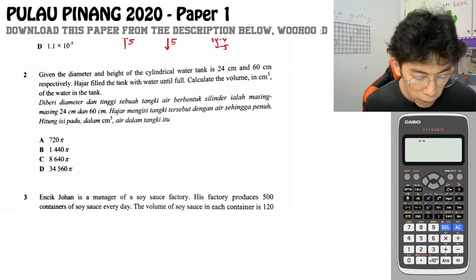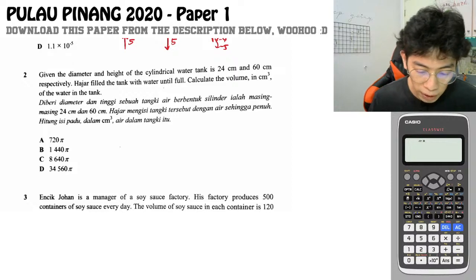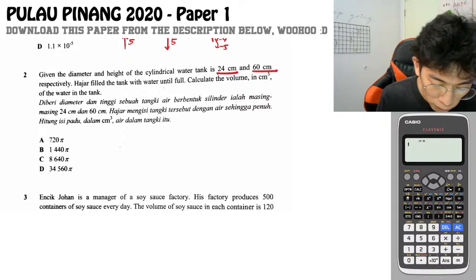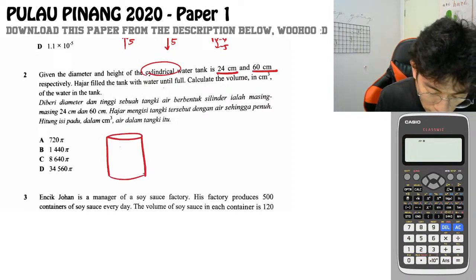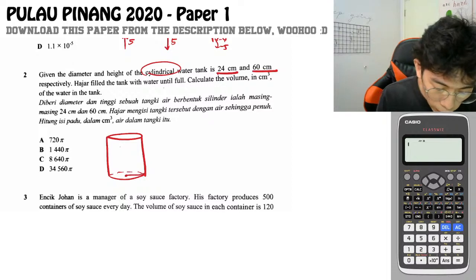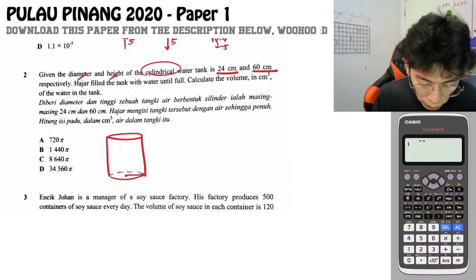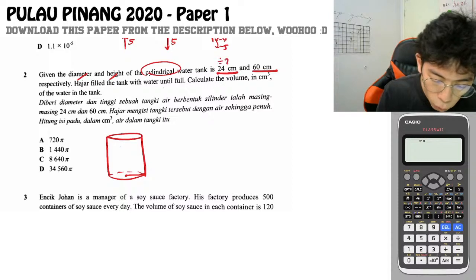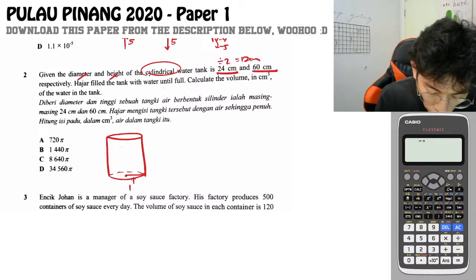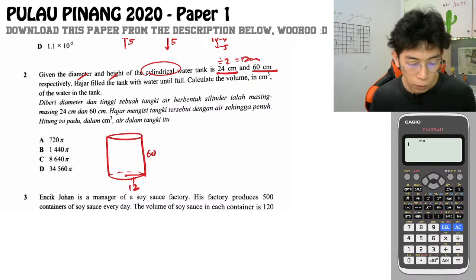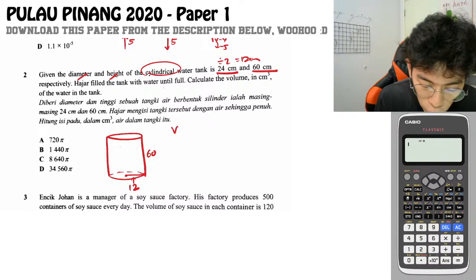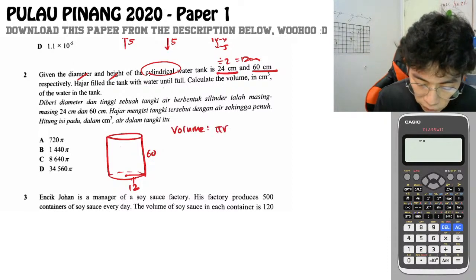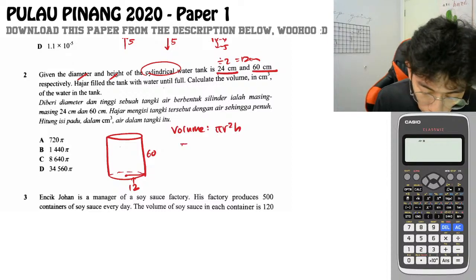Now number 2. Given the diameter and height of the cylindrical water tank are 24 and 60 cm respectively. So this is the cylinder. They mentioned diameter, but I don't need it, so I will make it into radius. Divide by 2, I get 12. So I put 12 here and the height as 60. Haja filled the tank with water until full. Nothing special, so it's the standard volume. Please don't write all these things in your exam, this is just to show you. So pi times radius, 12 squared, times 60.